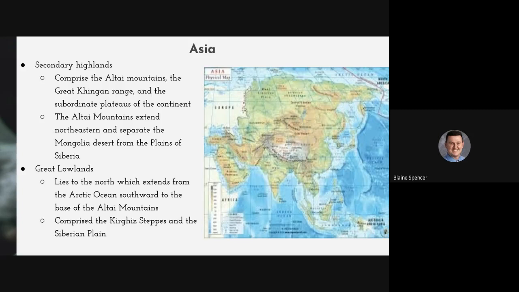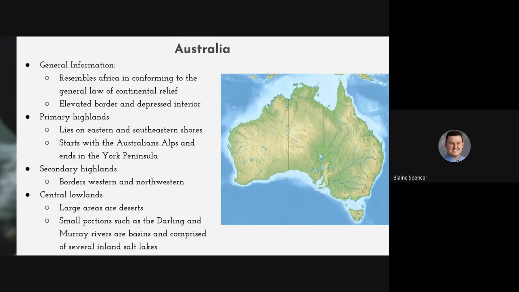All right, so last but not least, Australia. There's not a lot to Australia, but the general information is that it resembles Africa when it conforms to the general law of continental relief. The borders are going to be the elevated mountain ranges, the primary and the secondary, and then within the middle, there's going to be that depressed interior. The primary highlands, just like Africa, lie on the east coast.